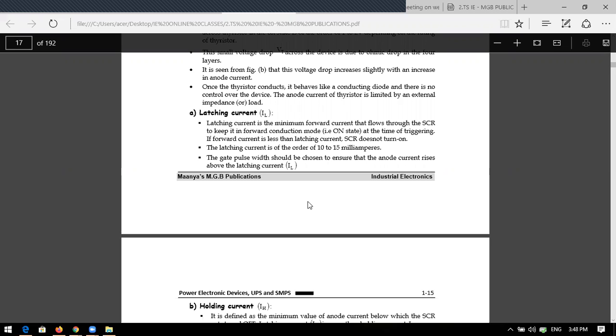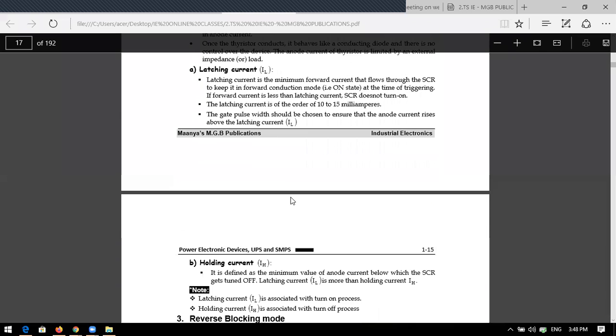Is it clear? So, what is the latching current? It is the minimum current that is able to turn on the SCR. That means it is able to conduct in forward conduction mode, and it is in the order of 10 to 15 milliamperes. The gate pulse width should be chosen to ensure that the anode current rises above the latching current IL. Correct or not?